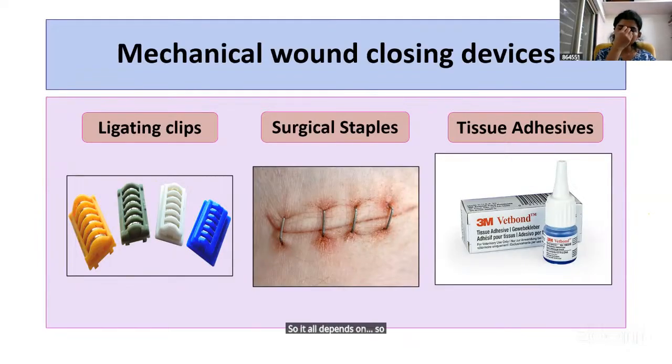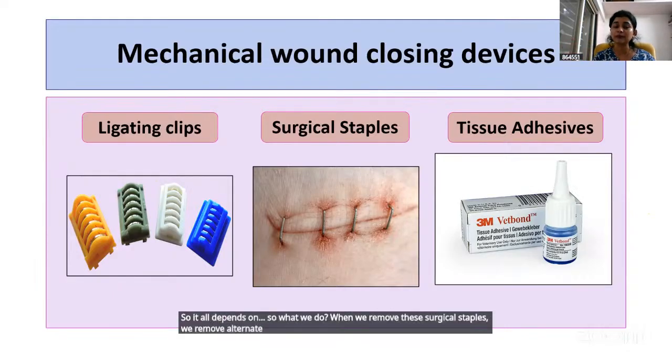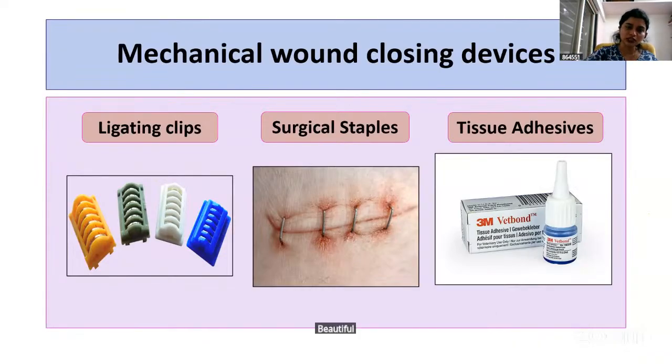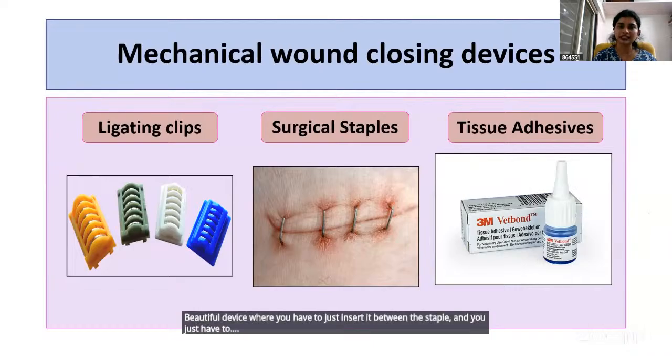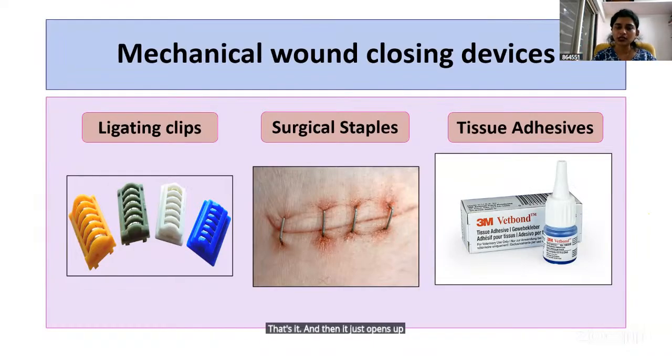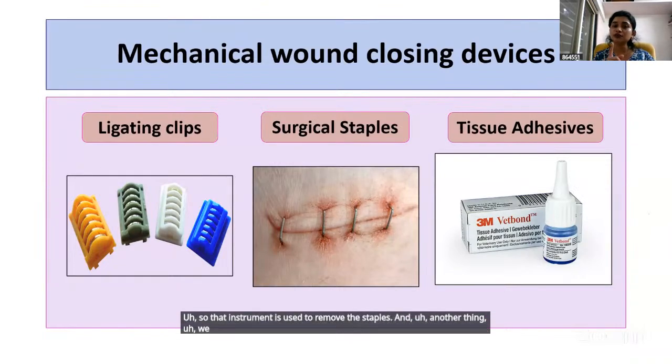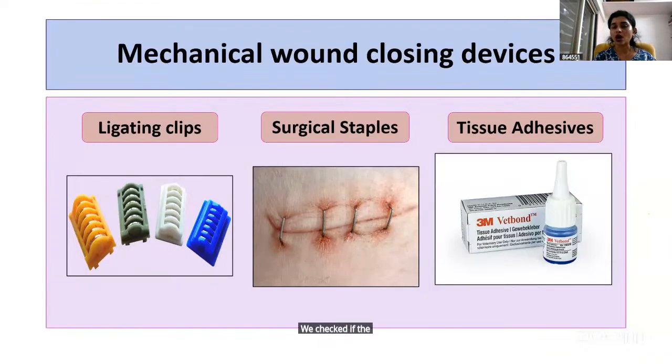When we remove these surgical staples, we remove alternate staples with that particular device. There is one beautiful device where you just insert it between the staple and press it, and it opens up from both sides. That instrument is used to remove the staples. We remove alternate staples, check whether healing has happened, and then remove the remaining staples. So it all depends on what kind of tissue and what area the staples have been used in.